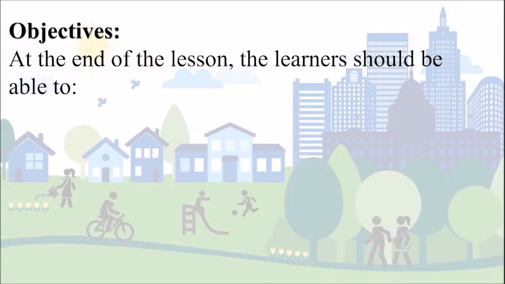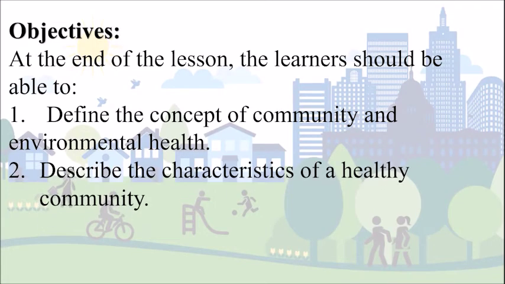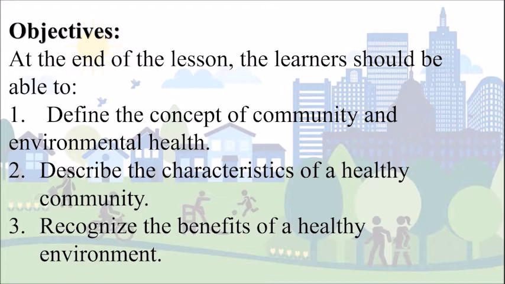Objectives. At the end of the lesson, the learners should be able to: number 1, define the concept of community and environmental health. Number 2, describe the characteristics of a healthy community. And number 3, recognize the benefits of a healthy environment.